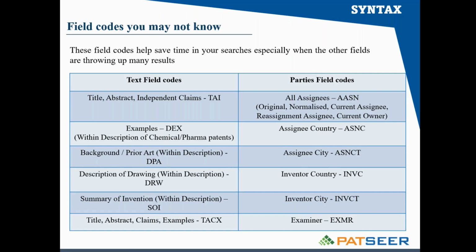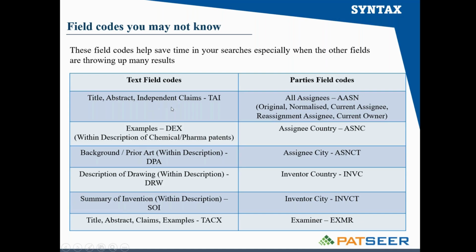Right now, what you see on your screen are some of these special field codes that are present in PatSeer. The first field code that is present under text field codes is title abstract independent claims. So if you just want to focus on the title, abstract as well as the independent claims, this is the best field code that you can make use of.